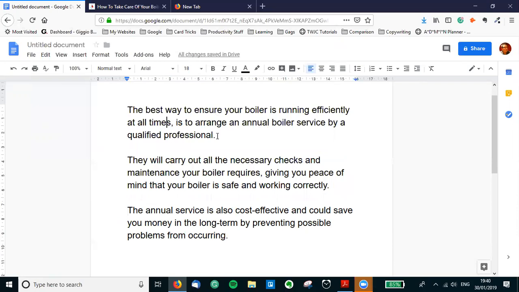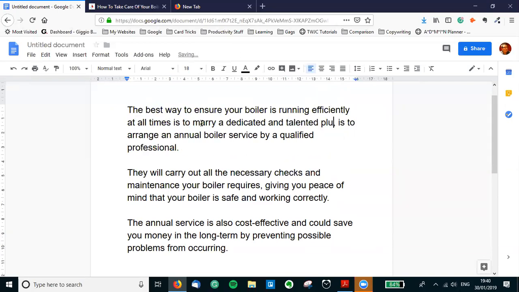So let's start with this. The best way to ensure your boiler is running efficiently at all times is to arrange an annual boiler service by a qualified professional. That's probably true, but I think there's room for an exaggeration in here because they've said the best way. There's probably a better, rather than a once a year check, once a day would be better. So the best way to ensure your boiler is running efficiently at all times is to marry a dedicated and talented plumber. That would be the best way to ensure your boiler is running efficiently. Marry a plumber.